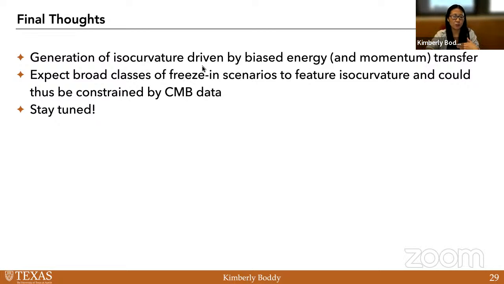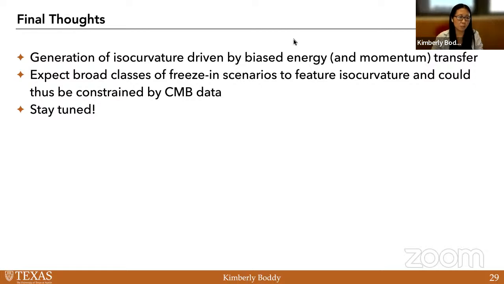And so some final thoughts on this: the generation of isocurvature is really driven by the fact that you have a strong biased energy and momentum transfer. So you're basically taking your baryon and photon fluid and transferring a whole bunch of energy into a dark matter fluid that doesn't return it, right? So it's not in thermal equilibrium, right? And so you have this energy that's just transferred out, and that is essentially the main driver. The energy transfer is the main driver of this isocurvature.